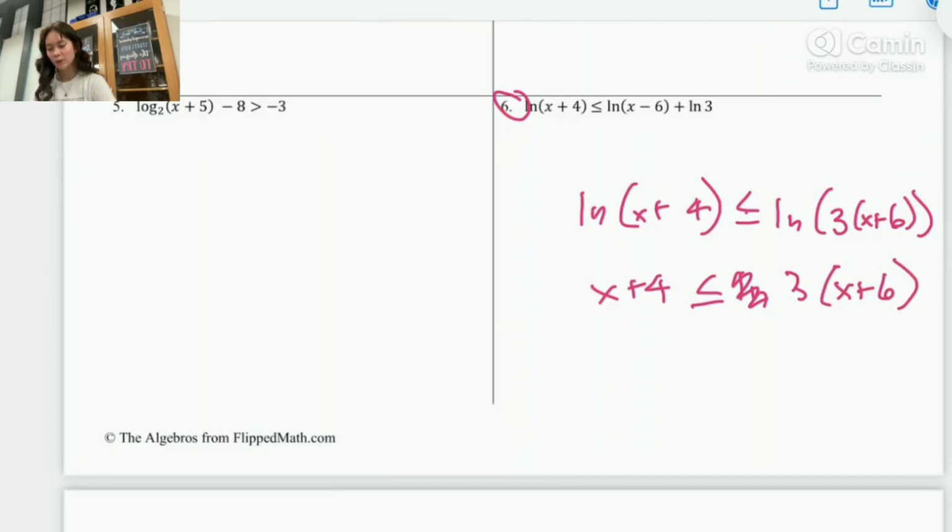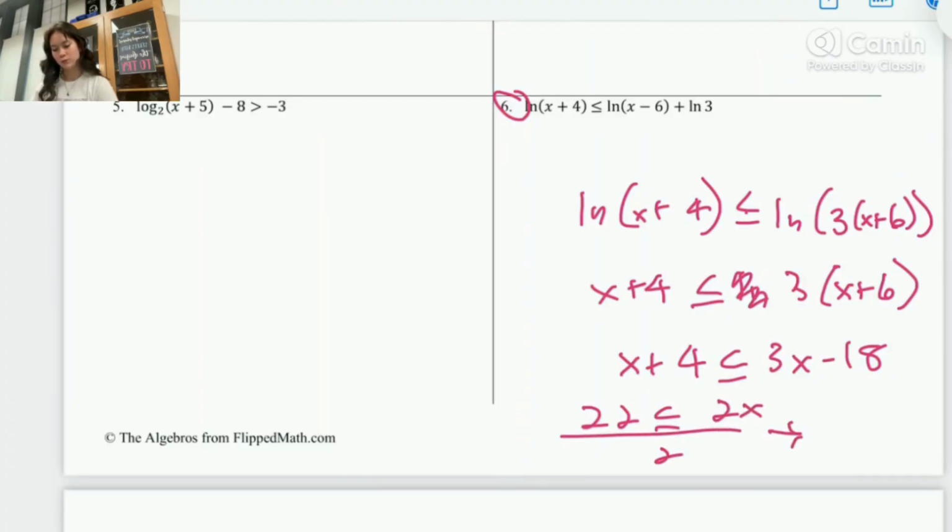x minus 6, and then you're going to bring over the 3 to both the x and the 6, so it'll just be x plus 4 is less than or equal to 3x minus 18, and then you can bring the x's to the same side and the plain numbers to the same side, so that would get you 22 is less than or equal to 2x, and then when you divide both sides by 2, that gets you 11 is less than or equal to x.